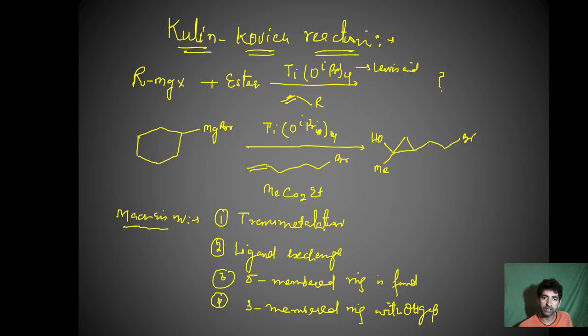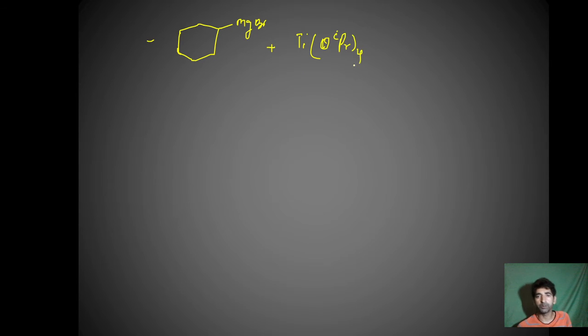Now let us see how these steps take place. So let us take the mechanism of the reaction. So we have first Grignard reagent. The Grignard reagent given in the reaction is this. This Grignard reagent is treated with Lewis acid, that is titanium isopropoxide. So what happens in the first step?